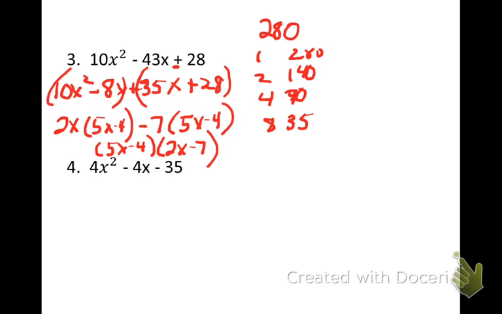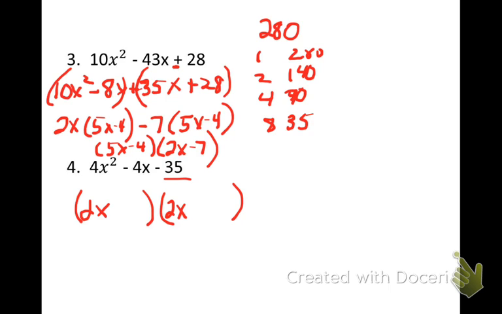So let's say we wanted to use the guess and check method on this one. You have to try different factors of 4x squared. So you can try 4x and x or 2x and 2x. It doesn't really matter, but you do want to try all combinations. So let's say I decided I wanted to try 2x and 2x. Looking at factors of 35, I know my signs are going to be different, so I'm going to be subtracting them and getting a 4.